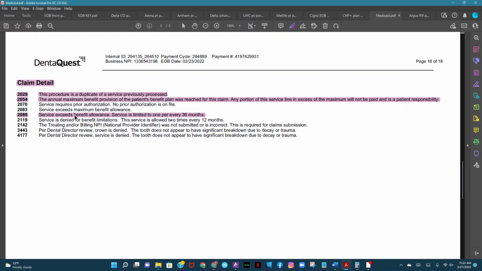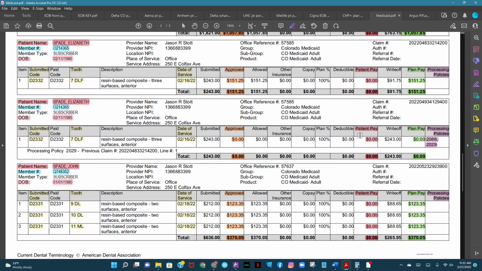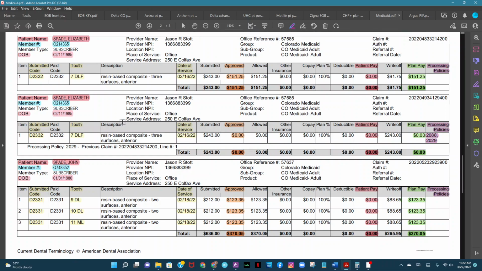2088, service exceeds benefit allowance. Service is limited to 1 per every 36 months. So this is a frequency issue. And then the procedure is a duplicate of a service previously processed. So again, just a duplicate claim. Obviously, they paid this claim in full on the line above. So no worries there. Don't need to do anything with this specific claim as it was already adjudicated in EagleSoft previously on the line above.